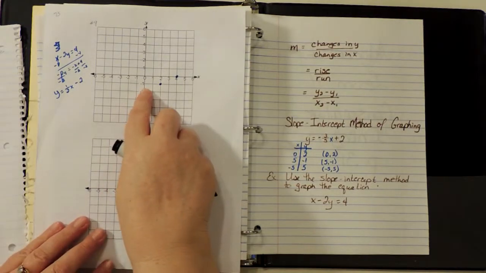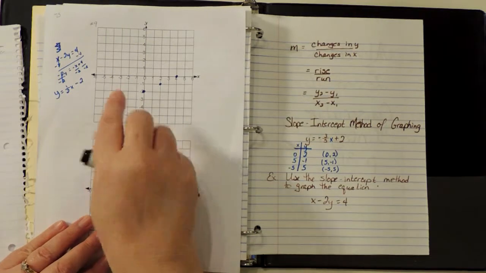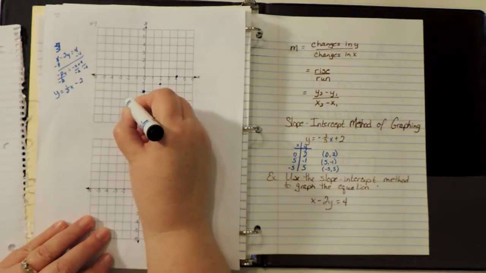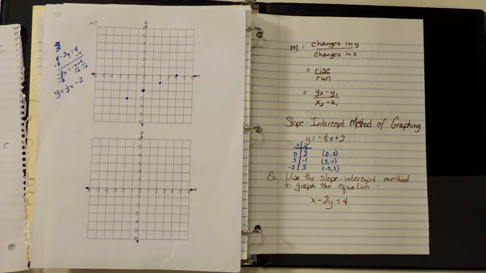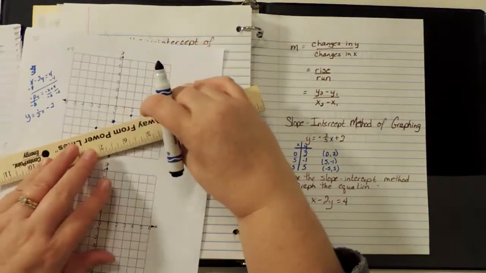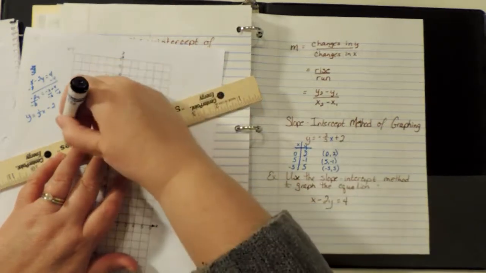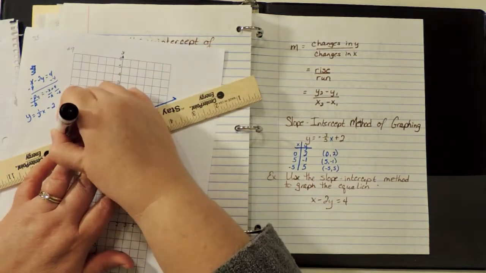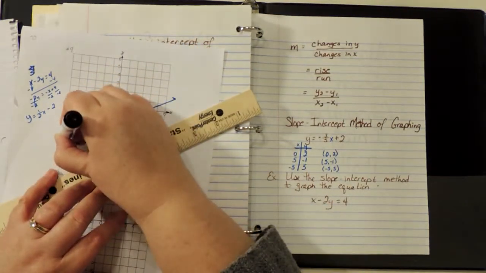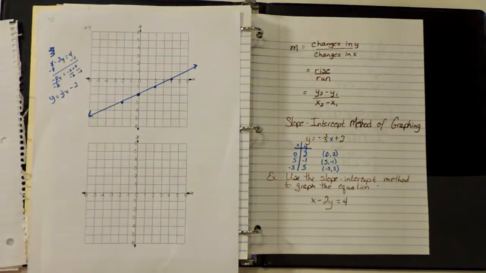If x decreased 2, then y is also going to have to decrease, because we have a positive, so it's a negative over a negative or a positive over a positive. All right, now we can make this line. And here's the graph of y equals 1/2 x minus 2.